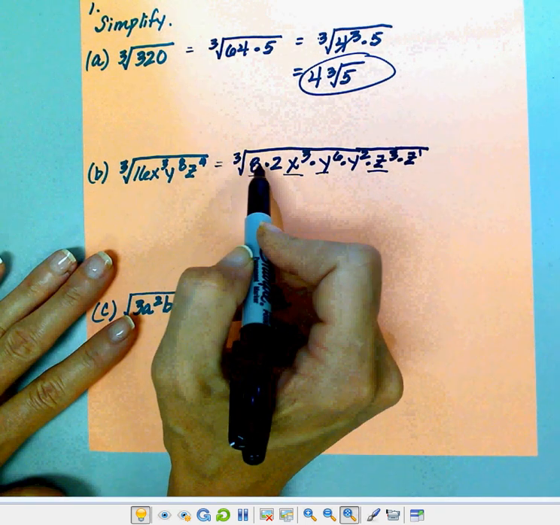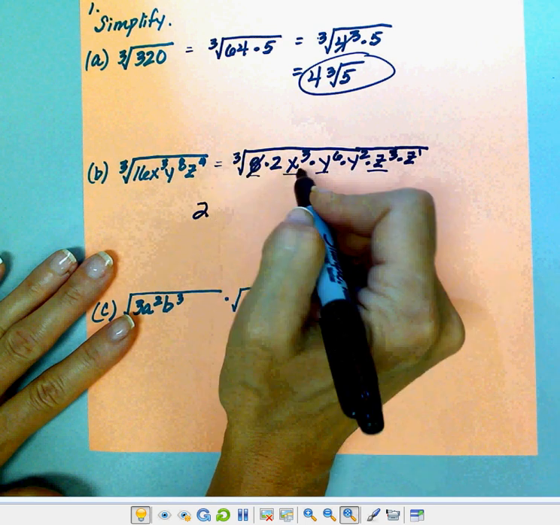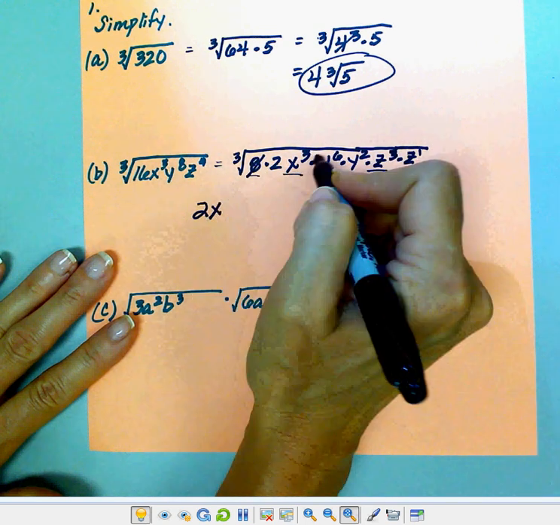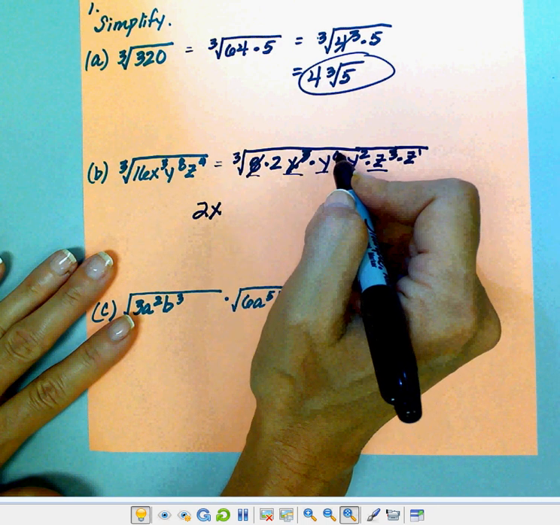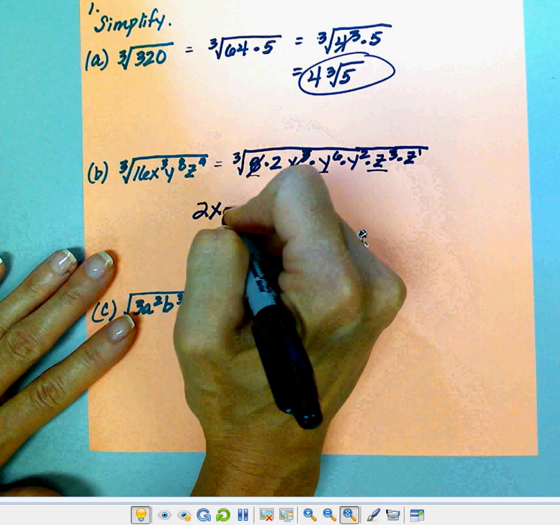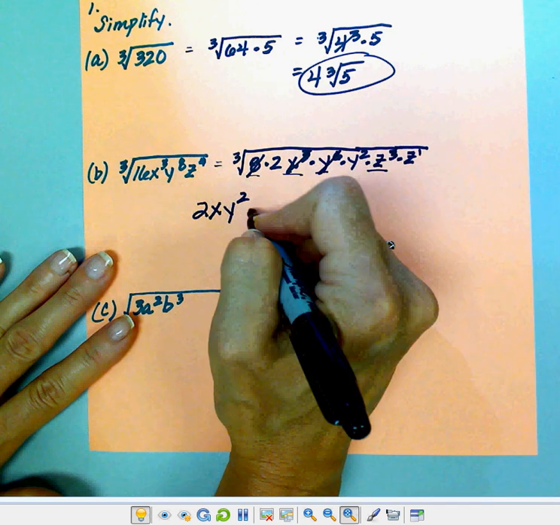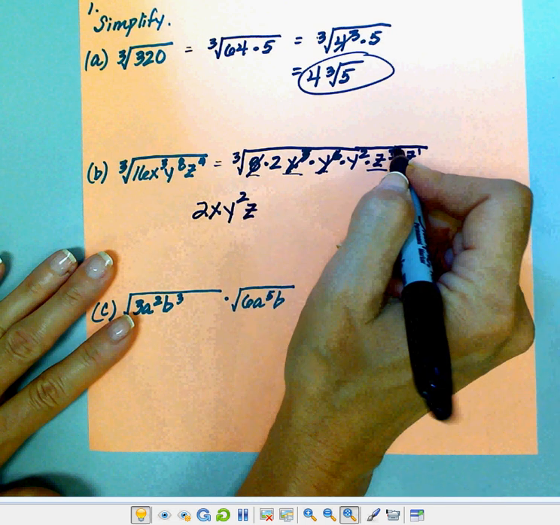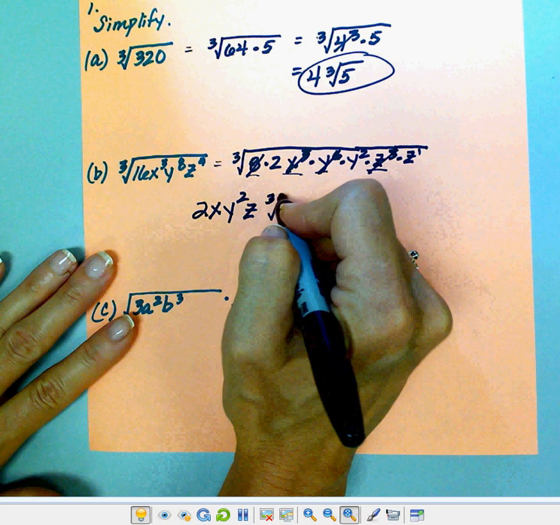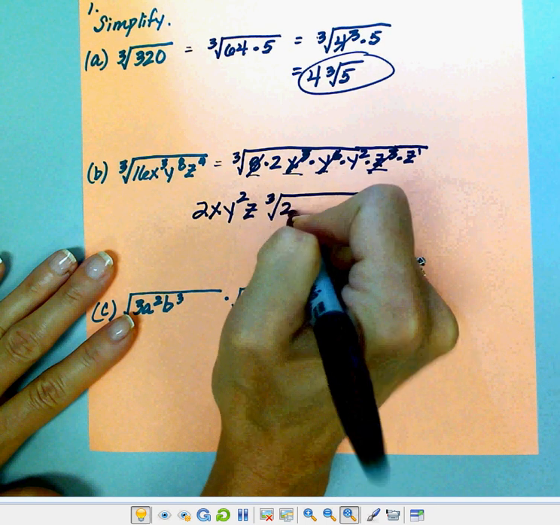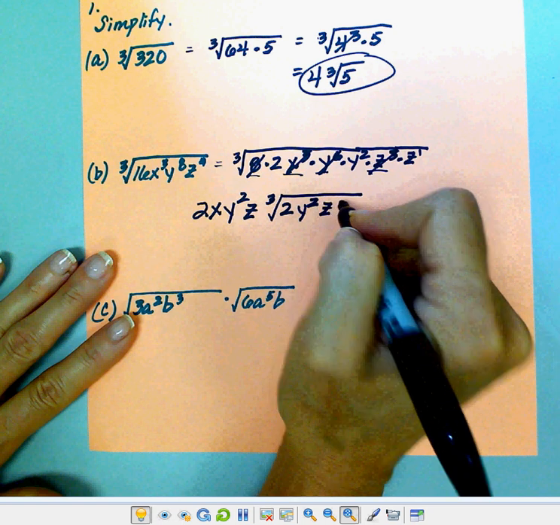So the cube root of 8 is 2. The cube root of x cubed is x. The cube root of y to the 6th is the same as y to the 6th divided by 3, which is y squared. The cube root of z cubed is z. And underneath my cube root then are going to be all of my non-perfect cubes. So I have a 2 left under there, I have a y squared left under there, and I have a z left under there.